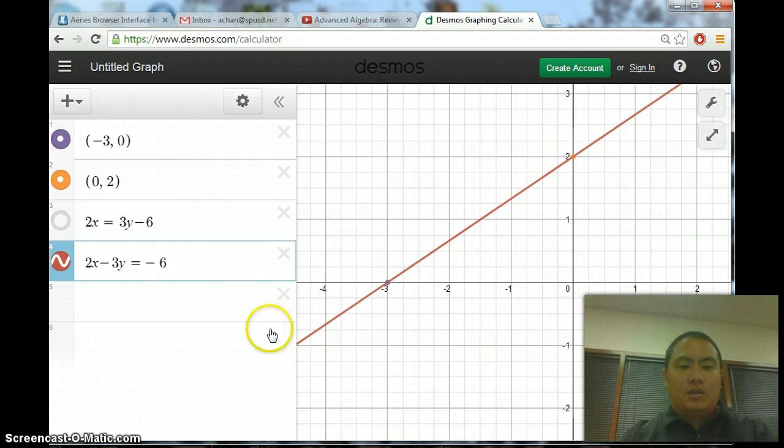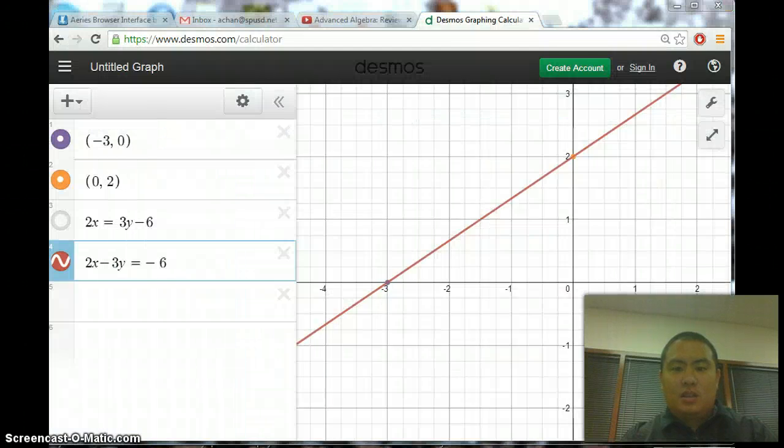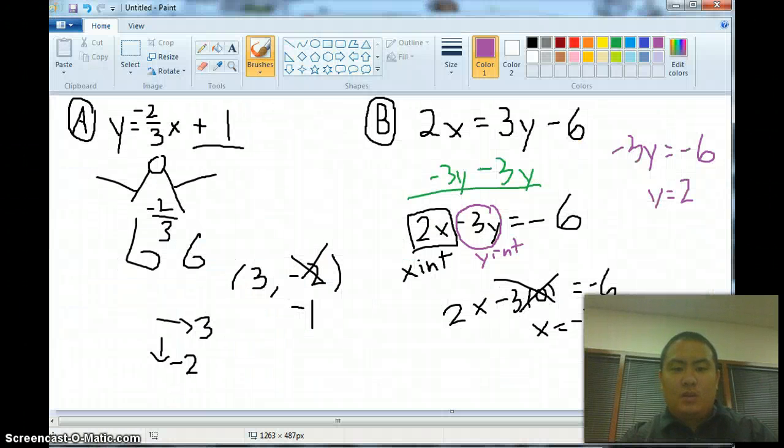Okay. So that's that. For the questions on the homework, just write what the x and y intercept is for B and the y-intercept for A. That's it.